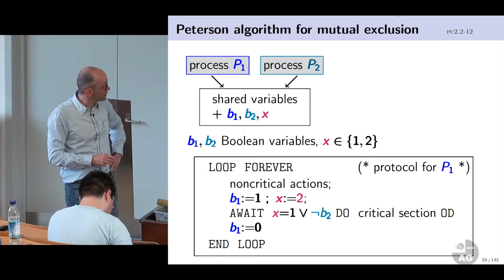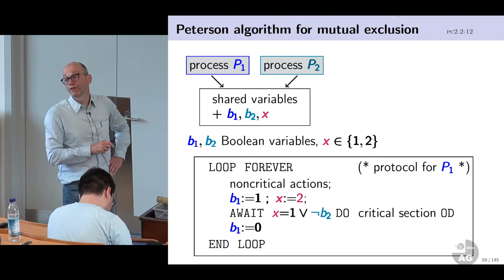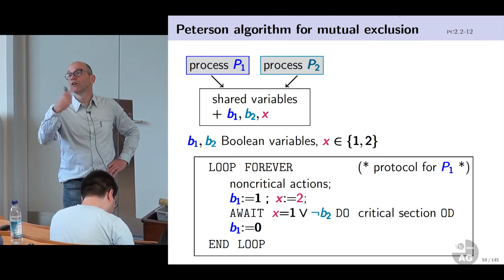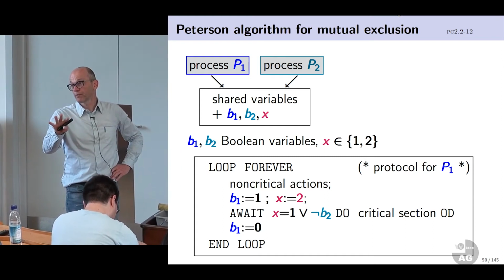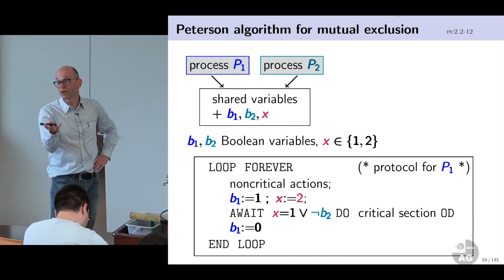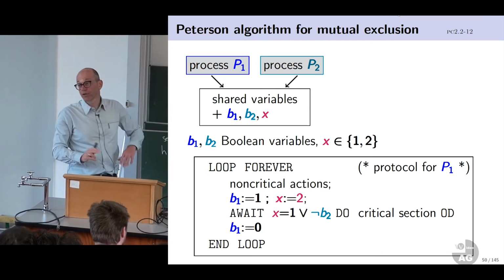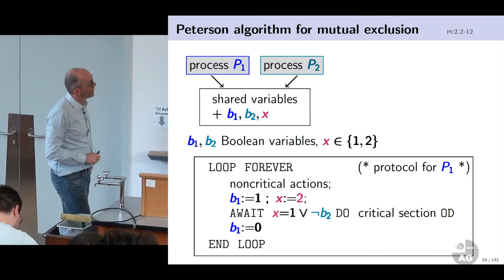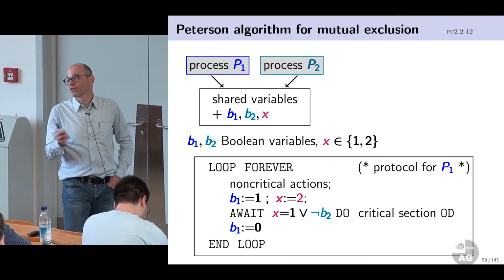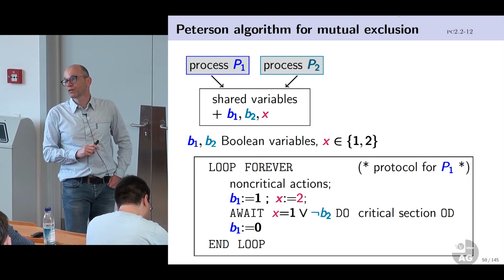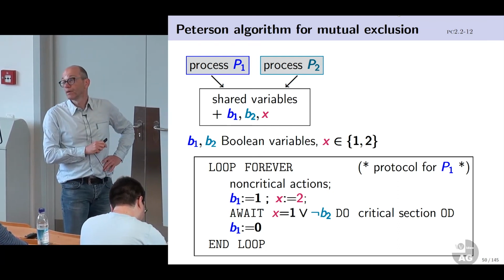Now you're going to wait until either x equals 1 or b2 is false. b2 is the local variable of P2. P1 cannot modify it, but can inspect the value, so it's read-only for P1. Now you enter the critical section, so you can modify some shared variables. Once you are done, you tell that you're no longer interested in having access to the critical section, and the way to express this is by setting b1 to 0.